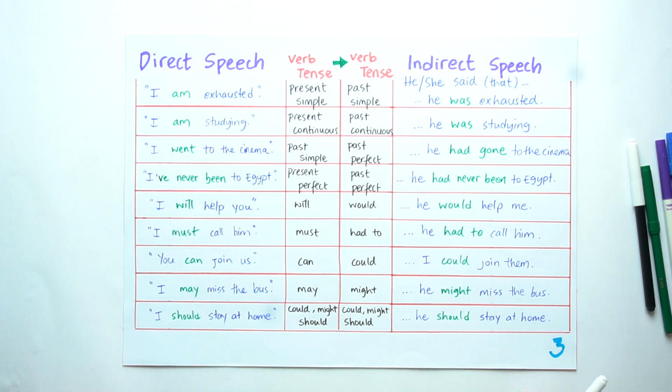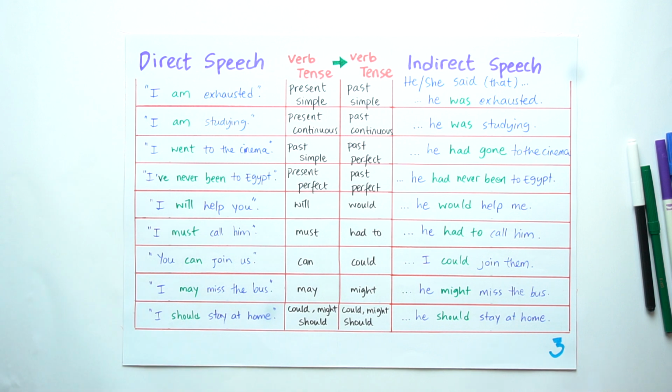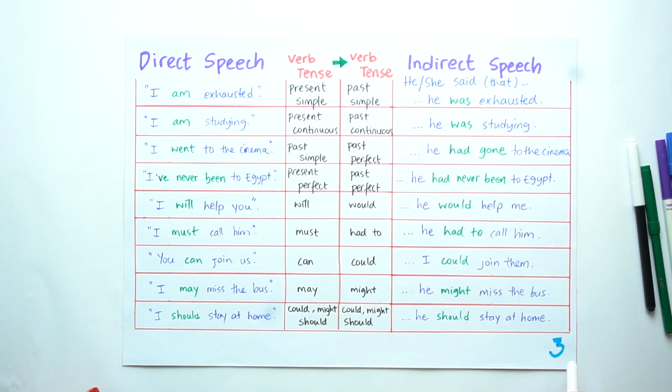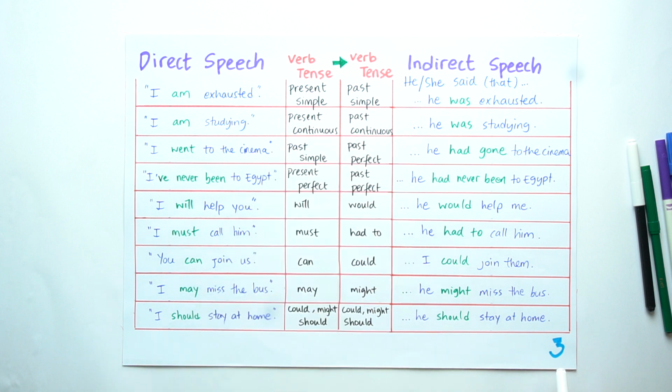We have a table here. You might think that it's a little bit confusing, but if you understand how we do it, it will be easier for you to follow. Look at the first sentence. "I am exhausted." What tense is this sentence? It is present simple. And look at the second one. The indirect speech is: he said that he was exhausted. So as you can understand from the example, present simple becomes past simple.